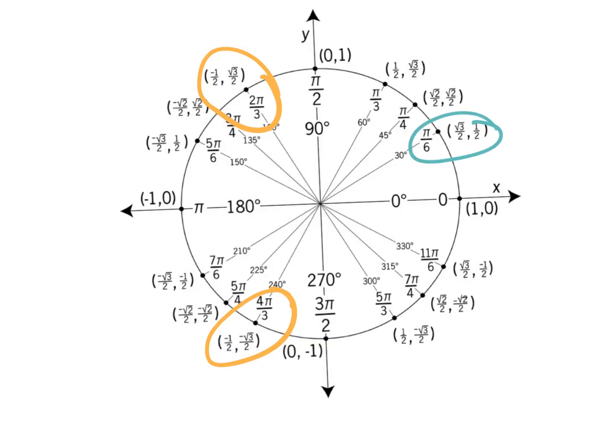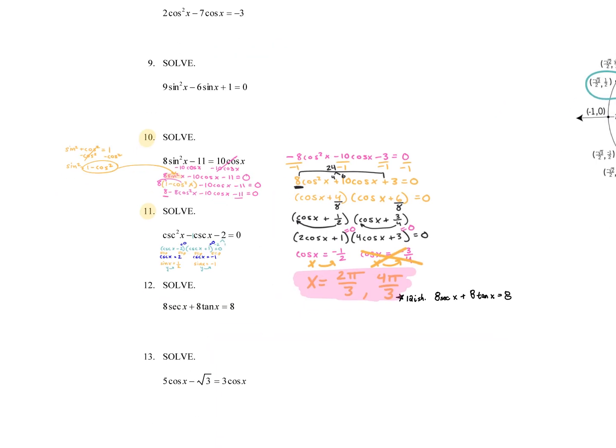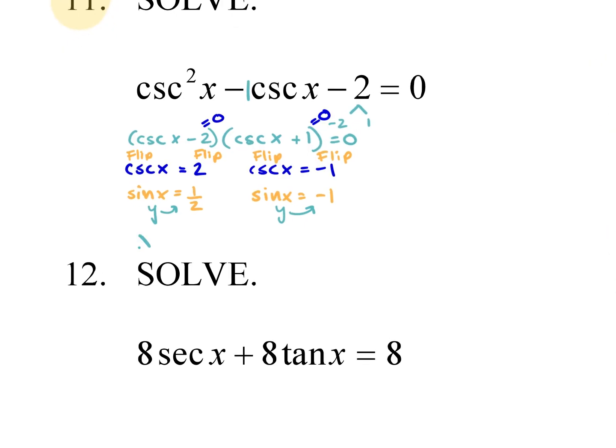Pi over 6. Anywhere else? 5 pi over 6. Perfect. So those will be our first two answers. We can say x equals pi over 6 and 5 pi over 6.